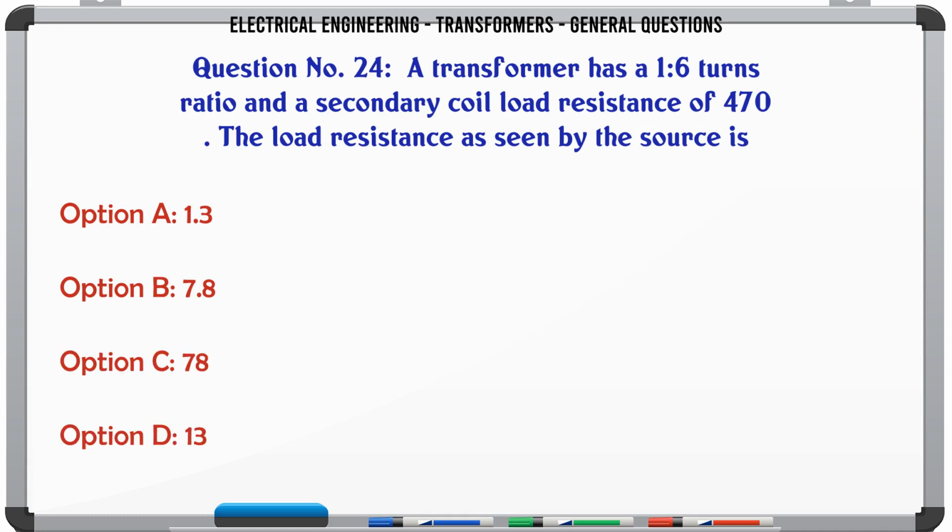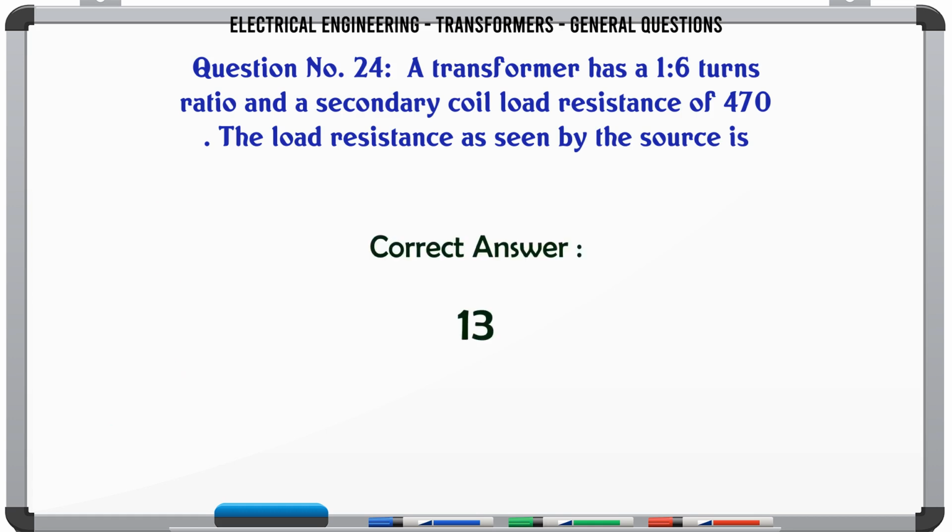A transformer has a 1:6 turns ratio and a secondary coil load resistance of 470 Ω. The load resistance as seen by the source is A. 1.3, B. 7.8, C. 78, D. 13. The correct answer is 13.